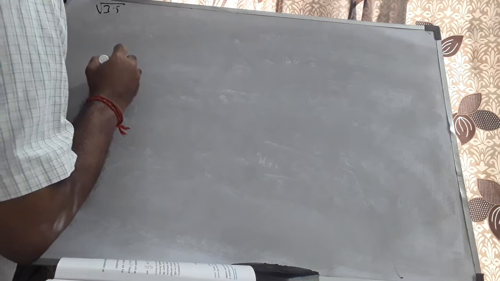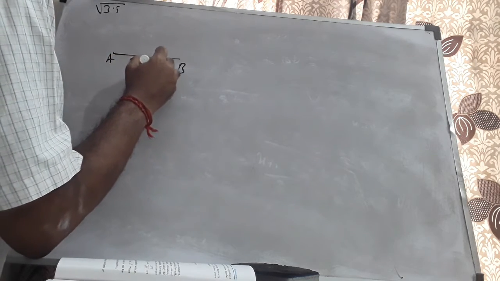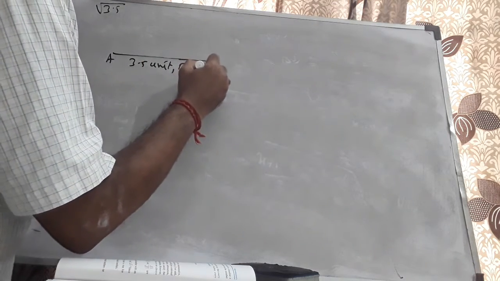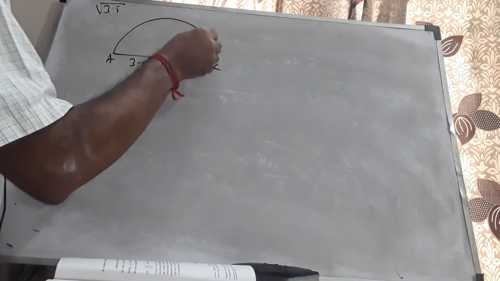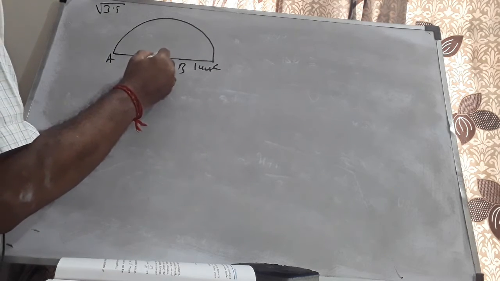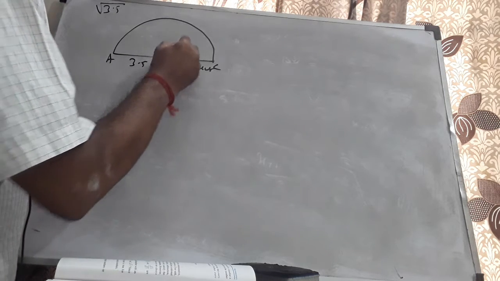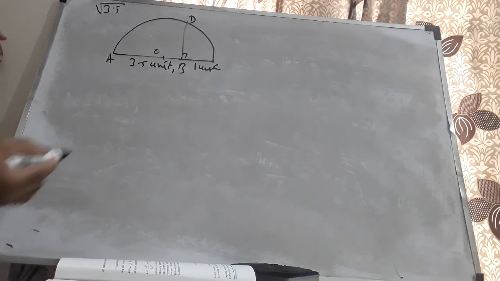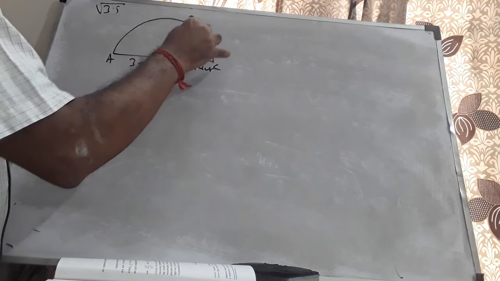Represent root of 3.5 on the number line. Draw AB of length 3.5 units. Extend AB to C so that BC is equal to 1 unit. Then draw the semicircle with AC as diameter. Let the center be O. Draw the perpendicular at B to AC. Let it intersect the semicircle at D. Now BD is nothing but root of 3.5.